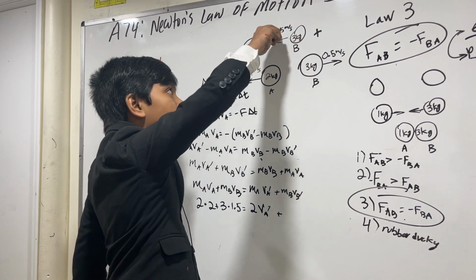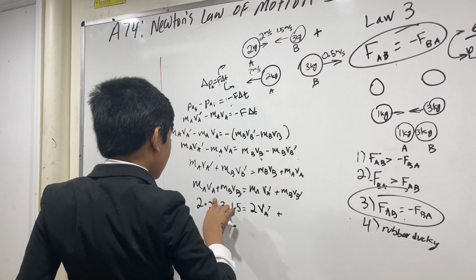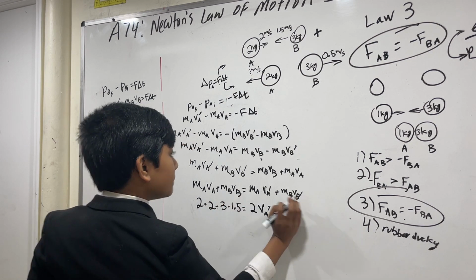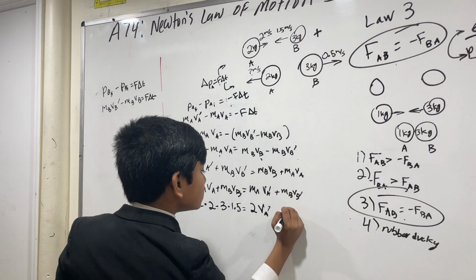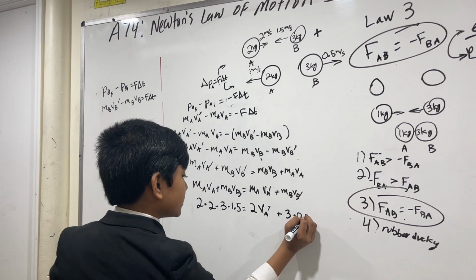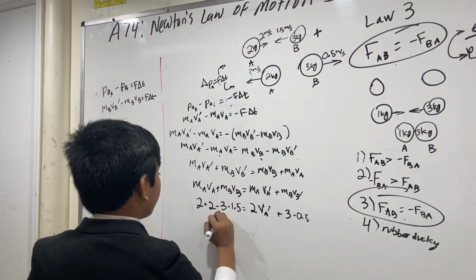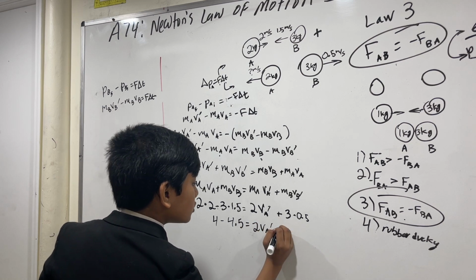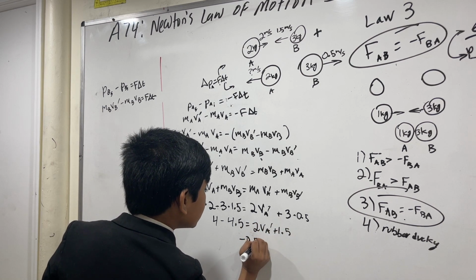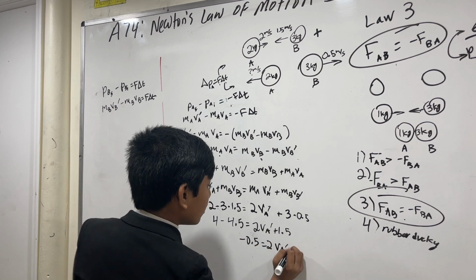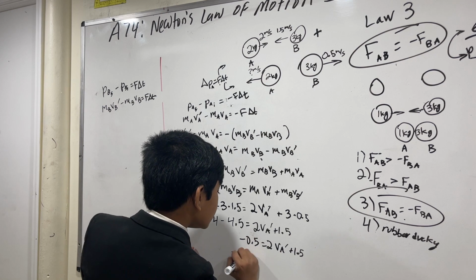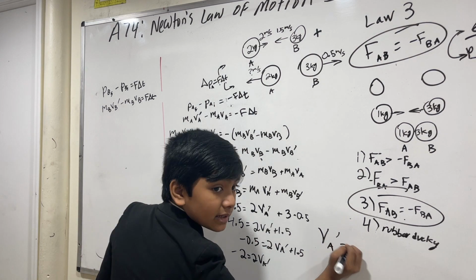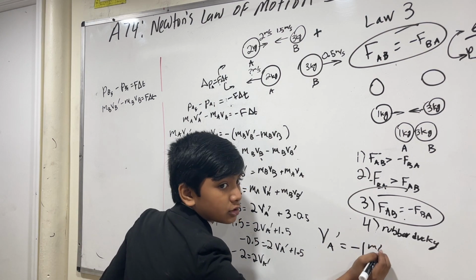B has a negative velocity, minus 1.5 meters per second, so this should be a negative sign, not a positive sign. So now we've got plus 3 kilograms times 0.5 meters per second. So we have 4 minus 4.5 is 2 VA prime plus 1.5. So minus 0.5 is equal to 2 VA prime plus 1.5, or in other words, minus 2 is equal to 2 VA prime. And how wonderful, VA prime works out to be exactly minus 1 meters per second.